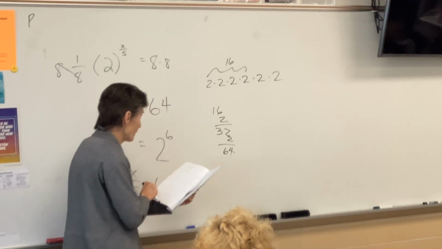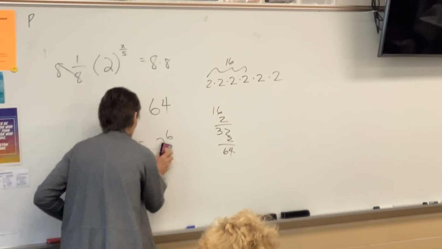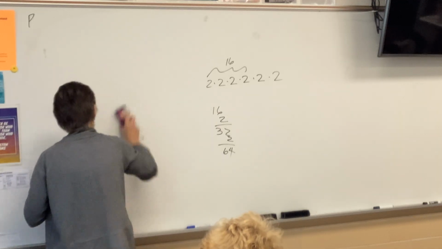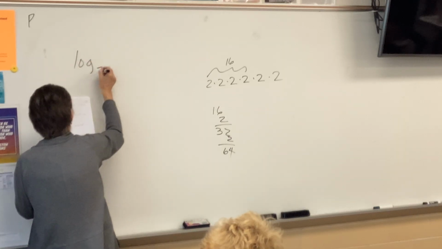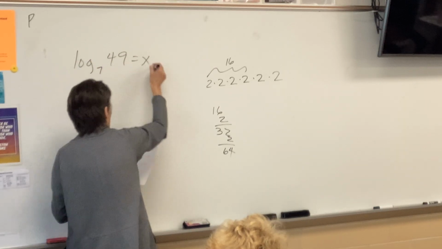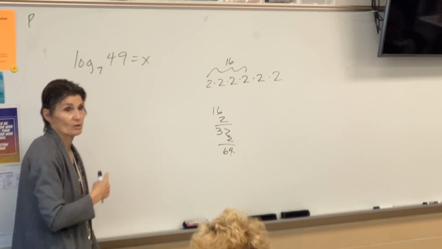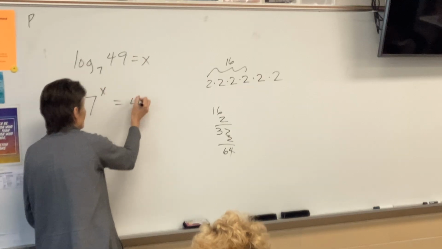A couple more with no calculator, and then we'll do a couple more practice for tomorrow's class. This actually could be on tomorrow's quiz. Log base 7 of 49 equals x. What do we do with that guy? That could be a quiz question. 7 to the x equals 49.